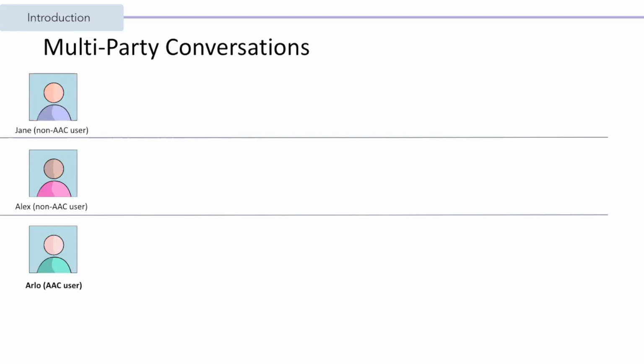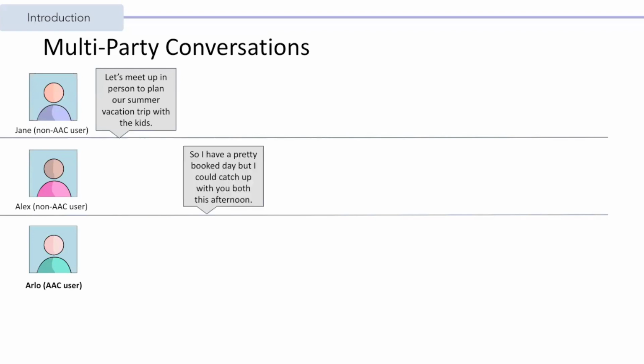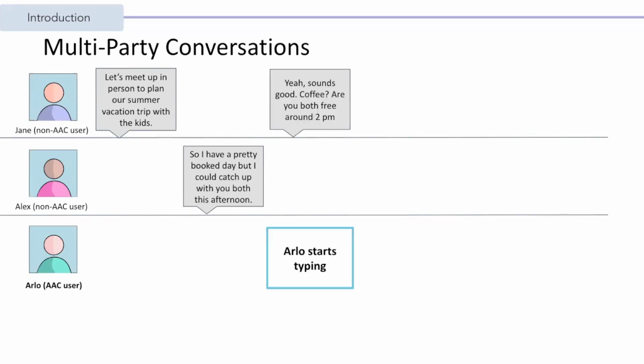Let's go through an example where we have three participants, Jane and Alex, who are non-AAC users using speech to communicate, and Arlo, an AAC user using their AAC device to communicate. So Jane starts the conversation with, "Let's meet up in person to plan our summer vacation trip with the kids." Alex responds, "So I have a pretty booked day, but I could catch up with you both this afternoon." Jane then says, "Yeah, sounds good. Coffee? Are you both free around 2 p.m.?"